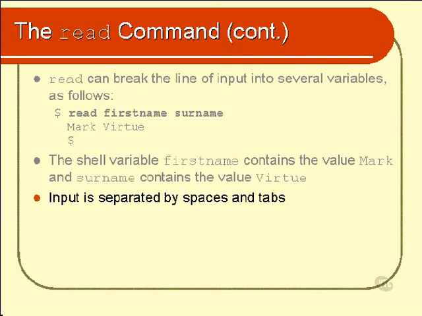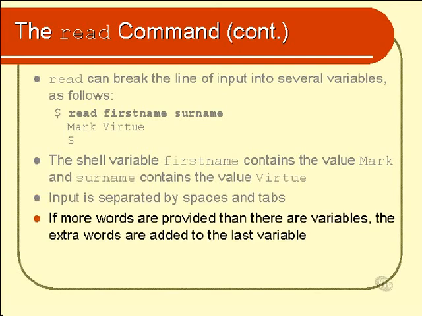And some final points about that. If the user happened to type in more words than there are variables to put them in, then the extra words are added to the last variable. Now we've actually already seen that. The very first example we saw was where we asked for a single variable called name, and I actually typed in Mark Virtue. In other words, I typed in 2 words in response to one variable request, and both words were put into the single same variable.